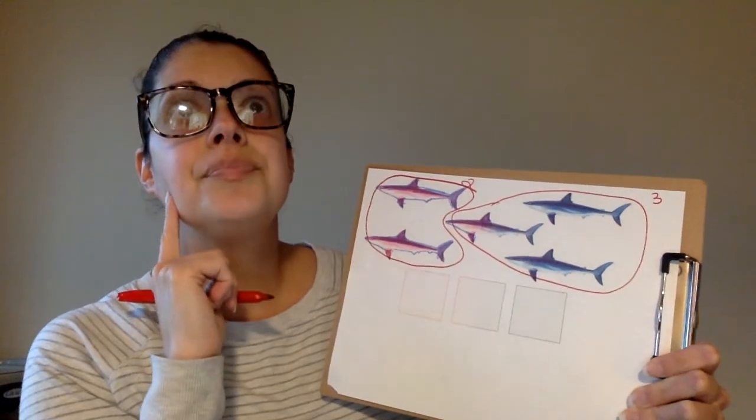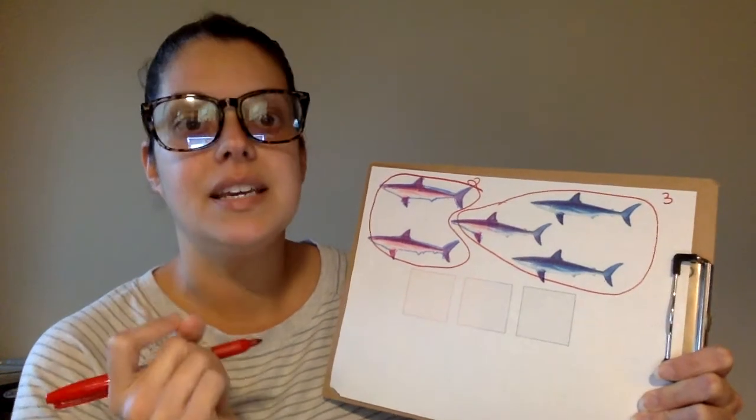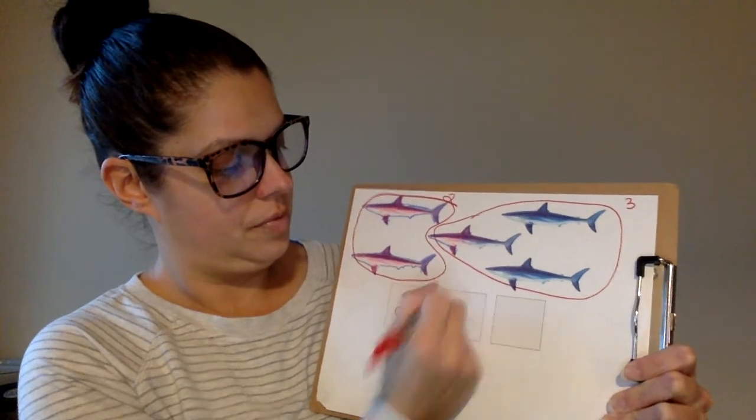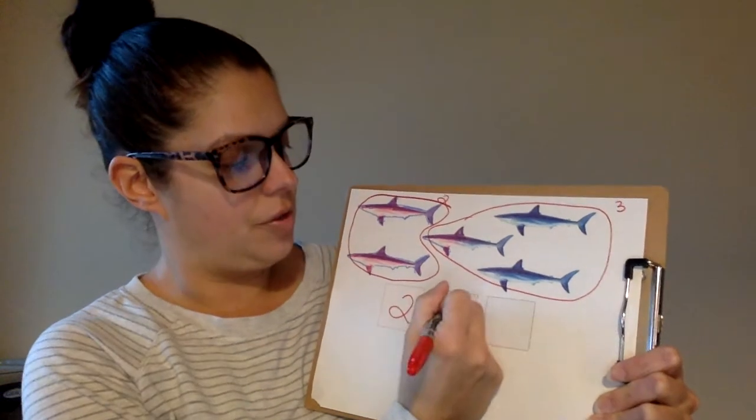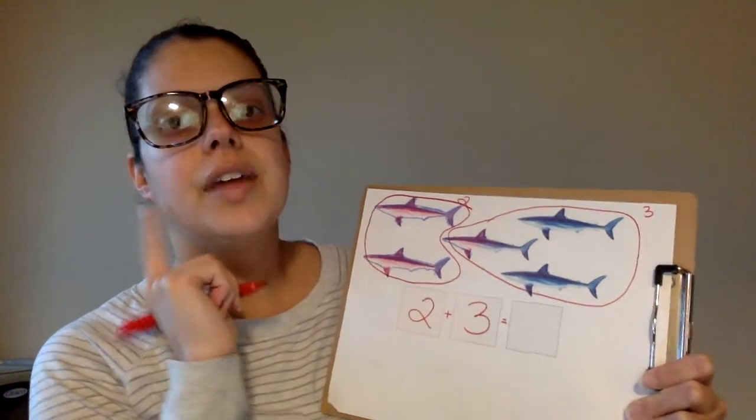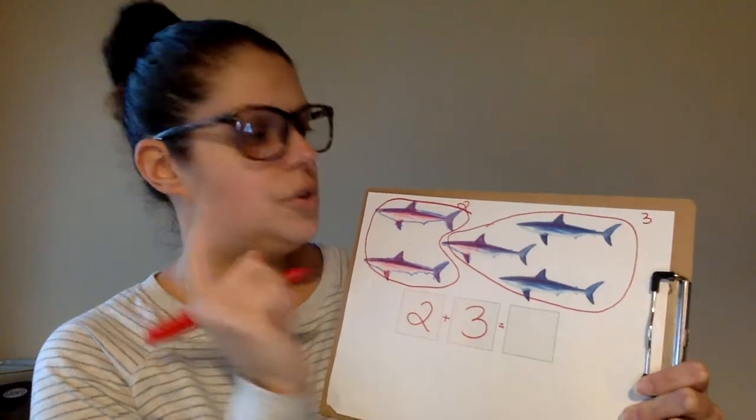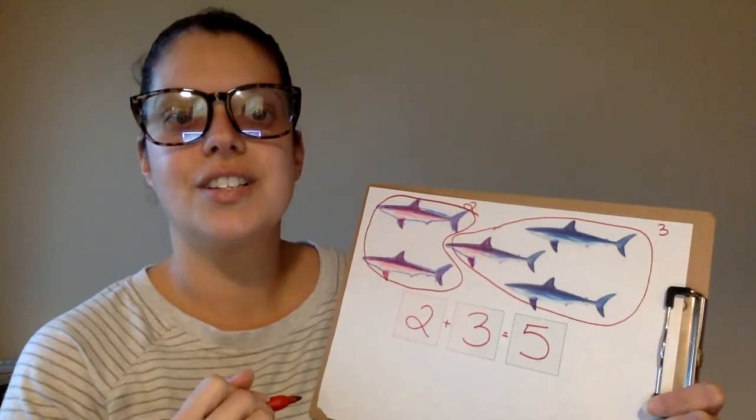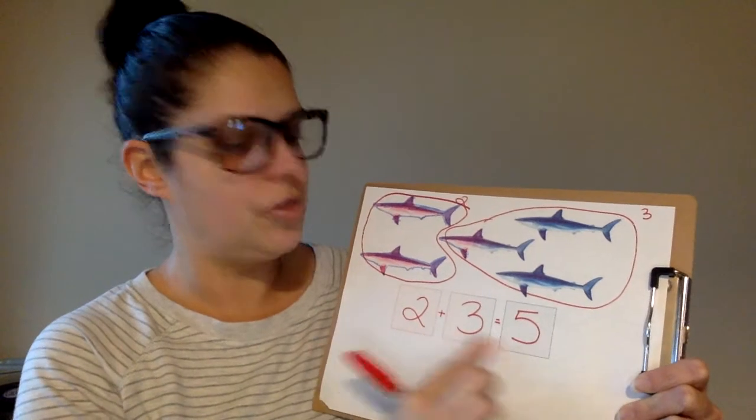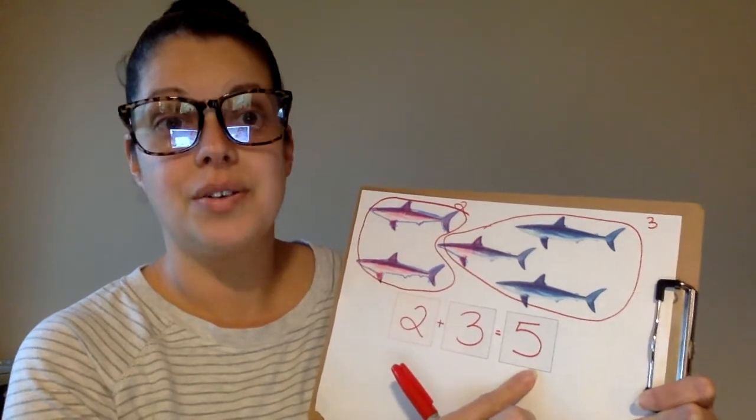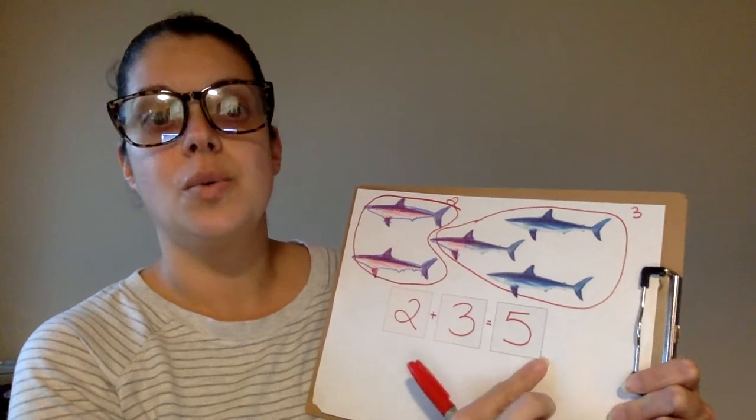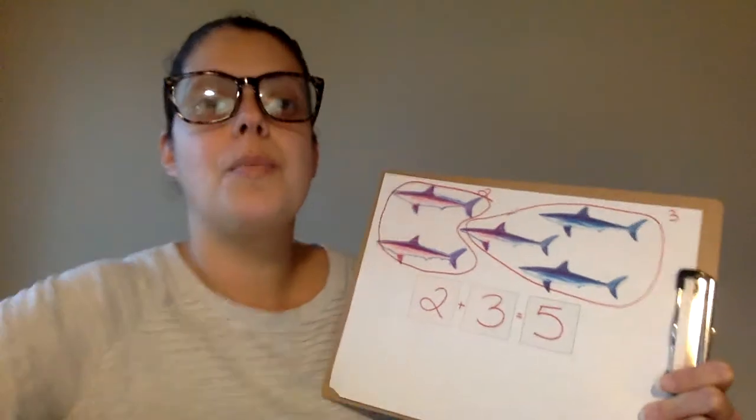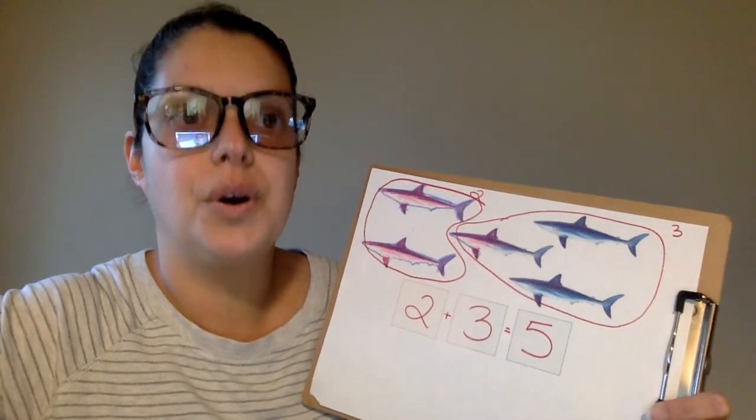And then I'm thinking, how many did I see in all? So first I saw two. And I know if I add three, then I'm going to figure out and I'm going to count. 2, 3, 4, 5. I saw 5 sharks in total. So I know 2 and 3 make 5 altogether, right? 2 plus 3 equals 5. So you guys are going to practice this on your own.